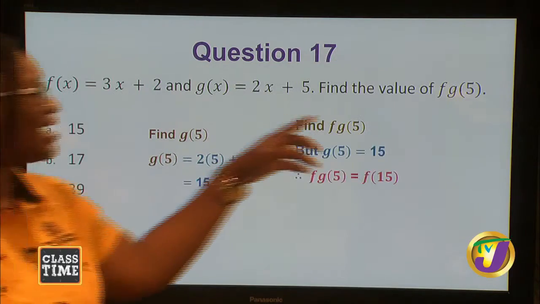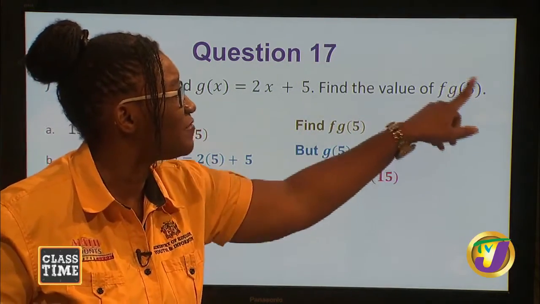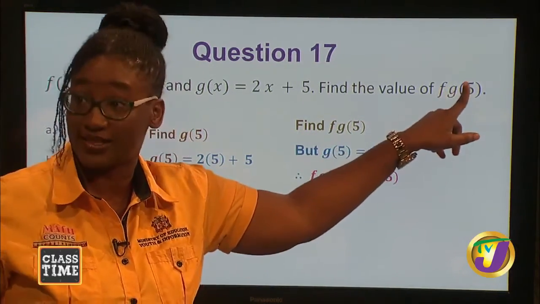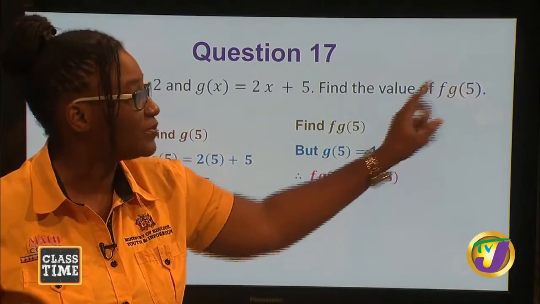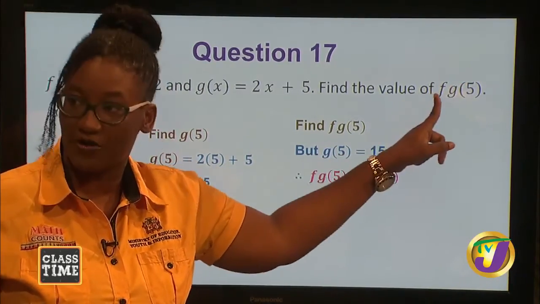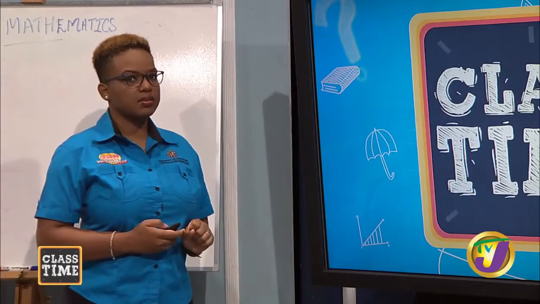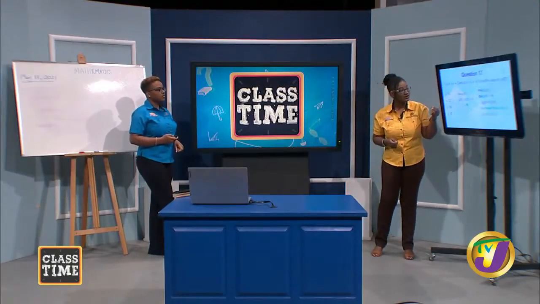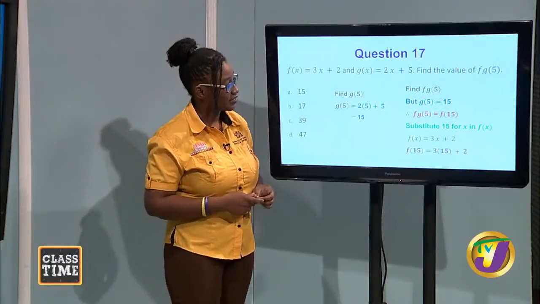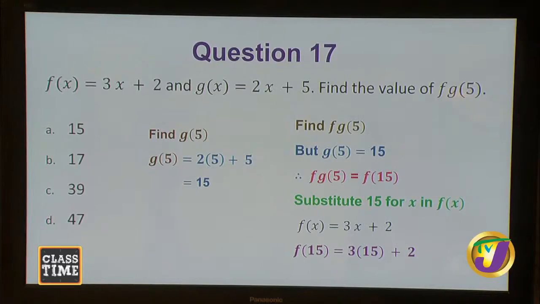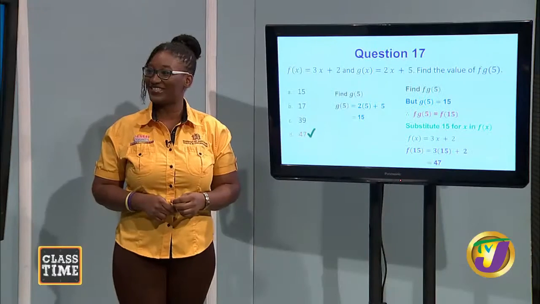So I'm realizing, Latoya, that whatever g of 5 was, in our case it's 15, we need to substitute it into the f of x function. Beautiful. So let's do that. All right, so f of x is 3x added to 2, and so we can easily now substitute our 15. That's 47, which is D. What do you know? I like that.